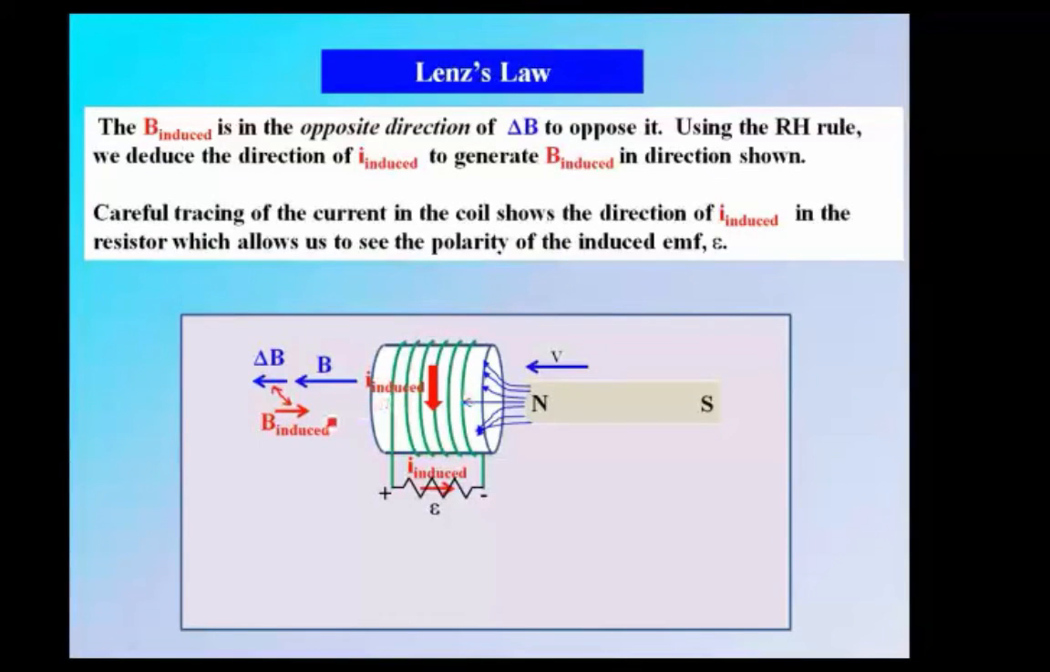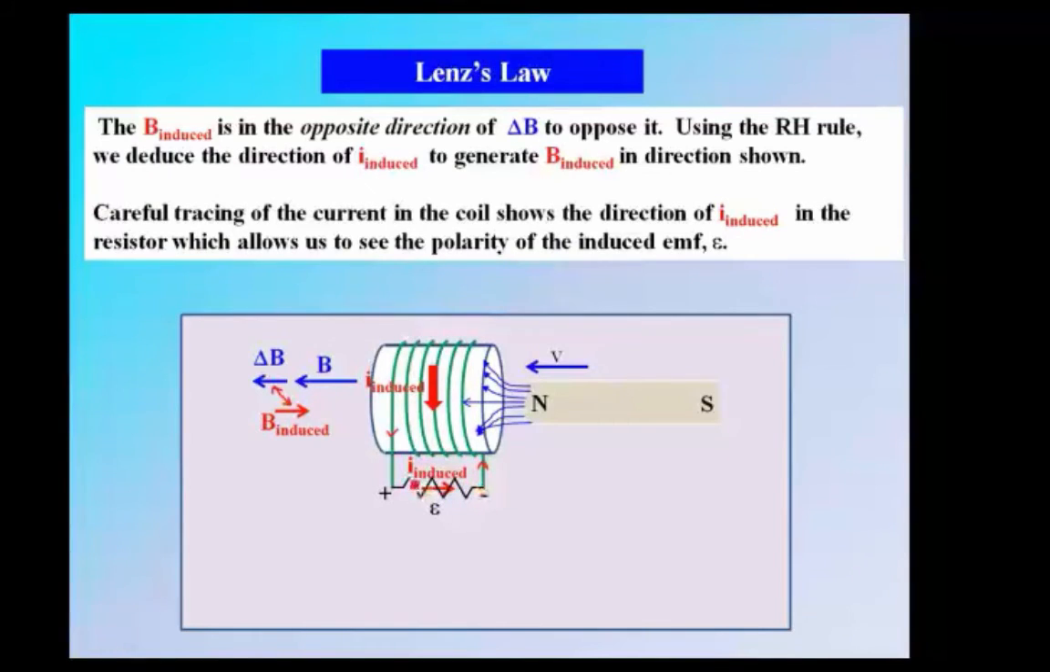To do that, if B induced is in this direction, then use your right hand rule: wrap your fingers around, and you can see that the I induced required to give us that B direction is shown here. For the front of the coil, it's heading in this direction. Carefully look at the currents. If current is going this way on this wire here, and then on the return wire it's going this way, then look at the current inside the resistor. It's going along this direction here.